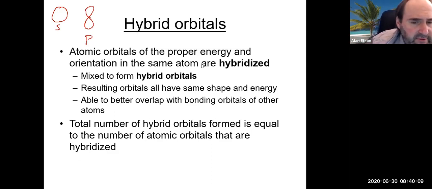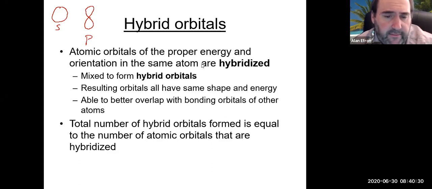So the theory of hybrid orbitals came about, and basically what hybrid orbitals are is we combine, for example, an s orbital and a p orbital, and we put them together. So we take an s orbital and a p orbital, put them together, and make a new type of orbital, which is known as a hybrid orbital.